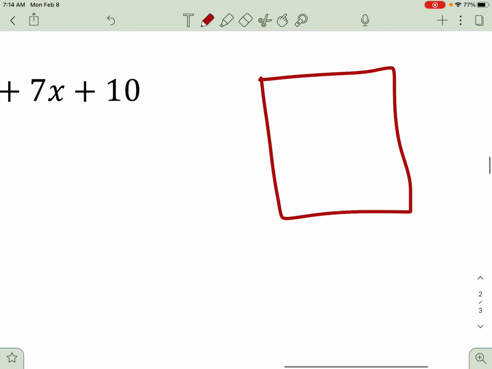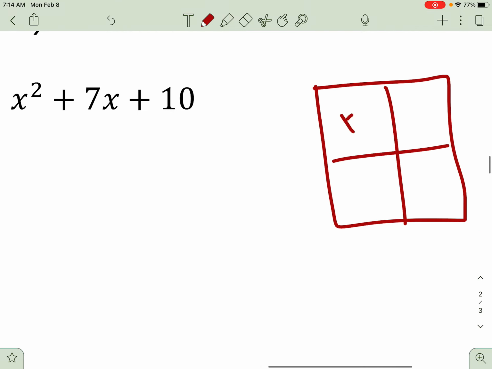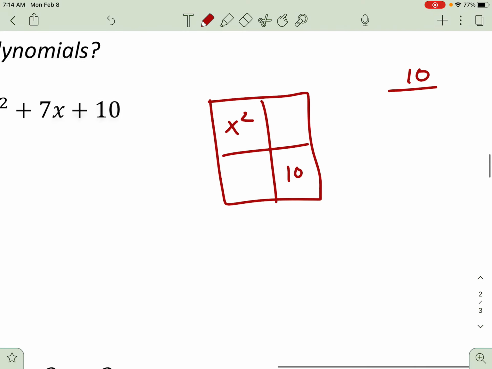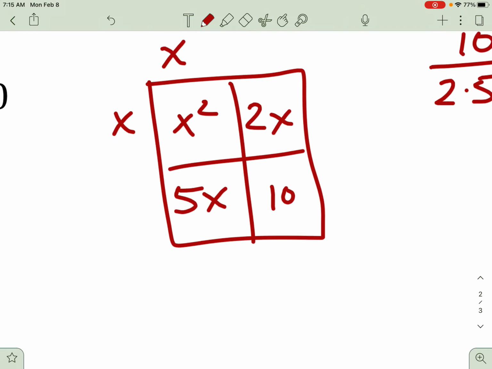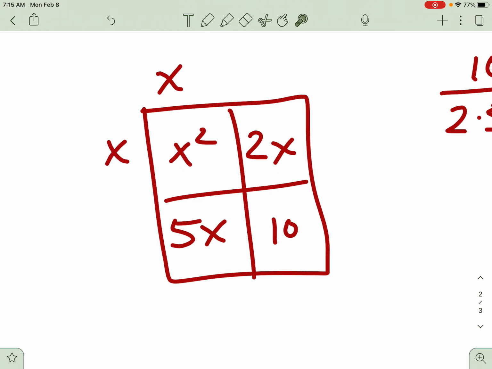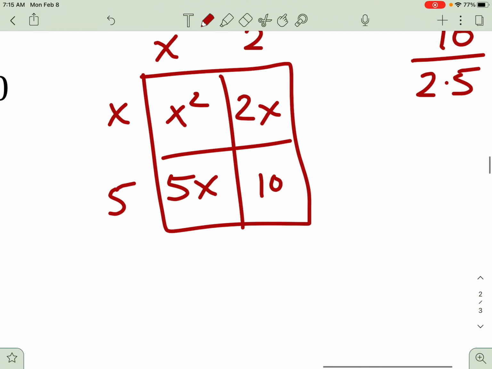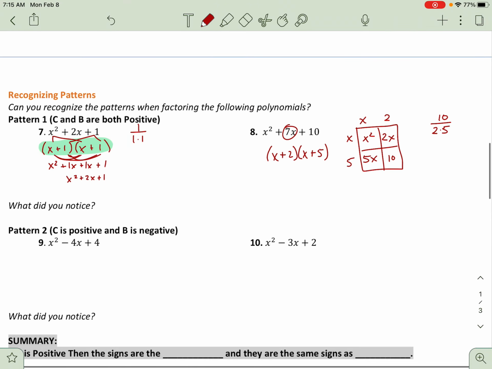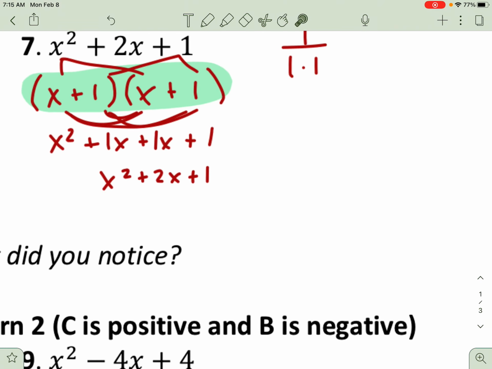All right. Try this one as well. Again, if you want to use box method, that's perfectly fine. We'll do it that way. Okay, so you have x squared and a positive 10. Take 10 off to the side. What are the factors of 10 that give me 7? Well, that'd be 2 times 5, right? So this will give me 2x and 5x. This is x into x is what you can factor out. 2x and 10 both have a 2 in common. 5x and 10 both have a 5 in common. So this would be x plus 2 and x plus 5.